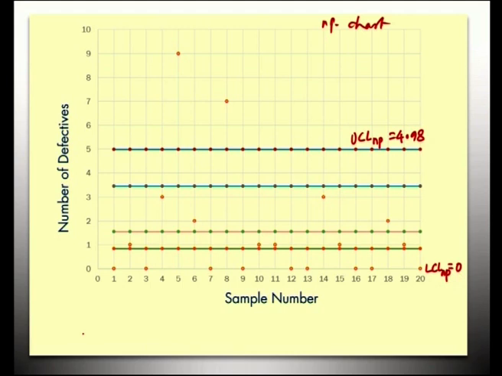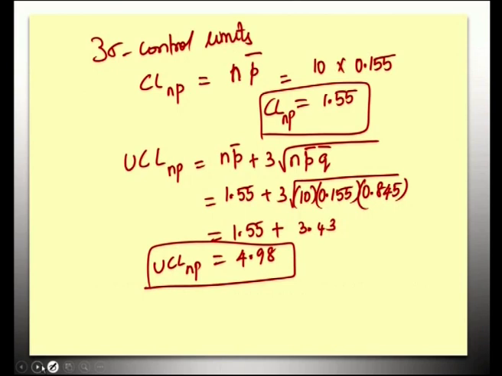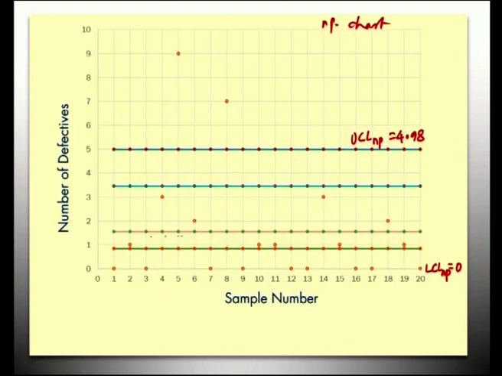Okay. Then CL, control line CL of NP. What is CL of NP? We have calculated, it is 1.55. This is CL of NP is equal to 1.55. The points are plotted with green, and the line drawn here is CL of NP, 1.55. Okay. So, the values are plotted and 3 lines are drawn.